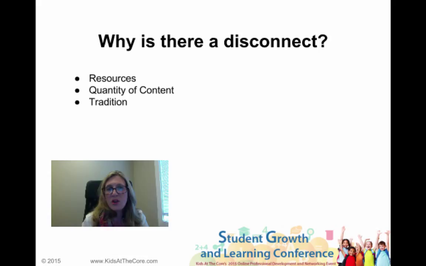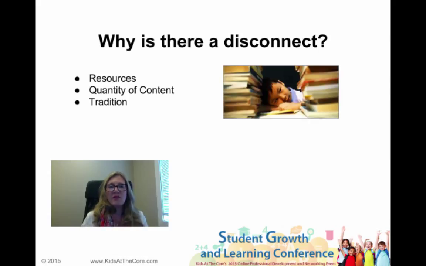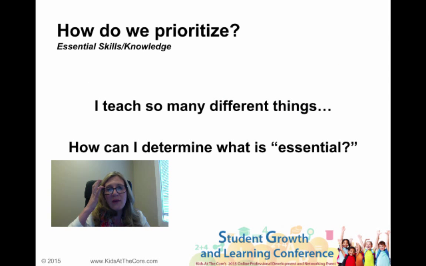Sometimes it has to do with the quantity of content that we need to cover. When we think about those volumes and volumes of material, sometimes there's almost a race during the instructional interval to cover as much content as we possibly can. And this causes us to forego investigations, and forego more complicated assessments for multiple choice and quicker assessments, because of the time.